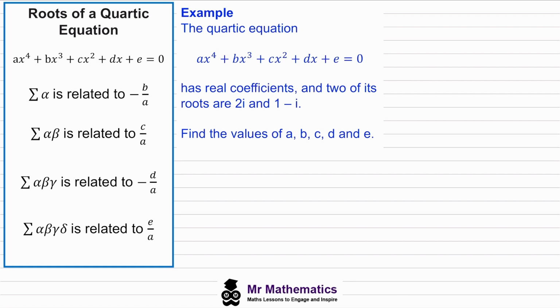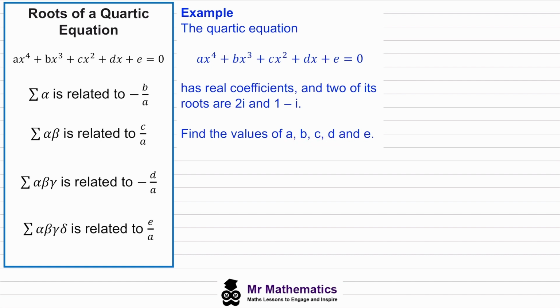In this example, we've been given the quartic equation in its general form, and we're told that it has real coefficients, so a, b, c, d, and e are real numbers, and two of its roots are 2i and 1 minus i. We've been asked to work out the values of the coefficients a, b, c, d, and e.